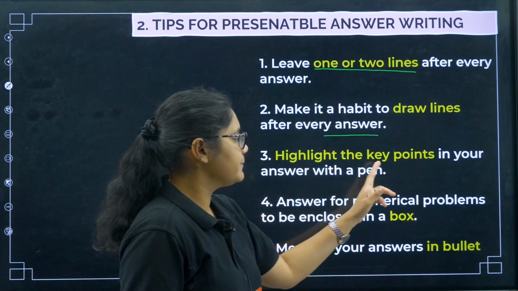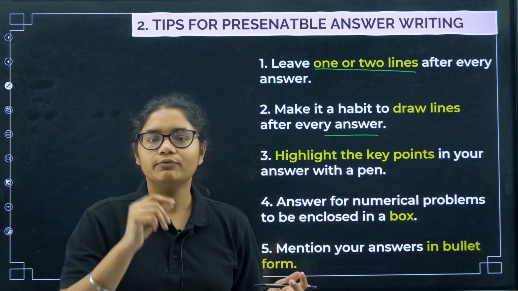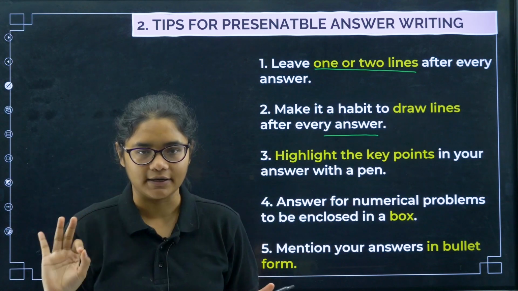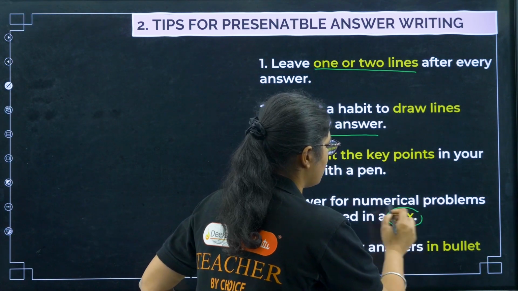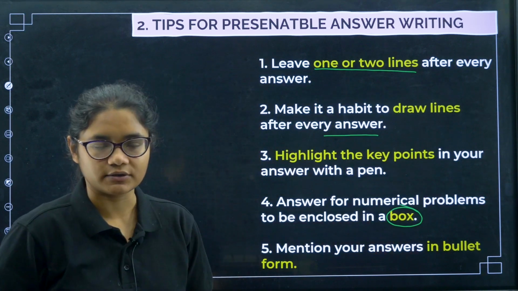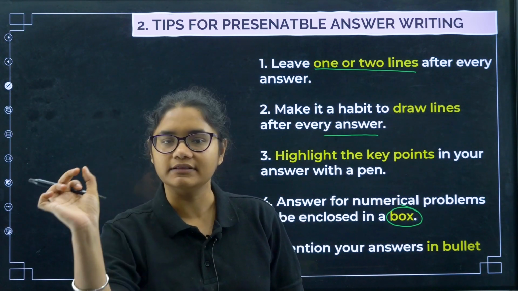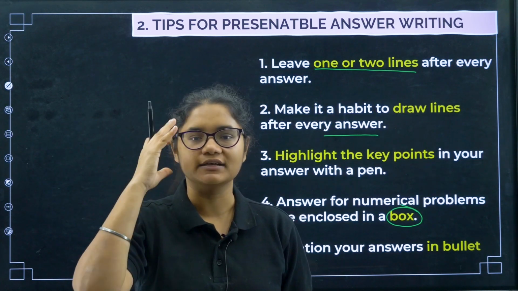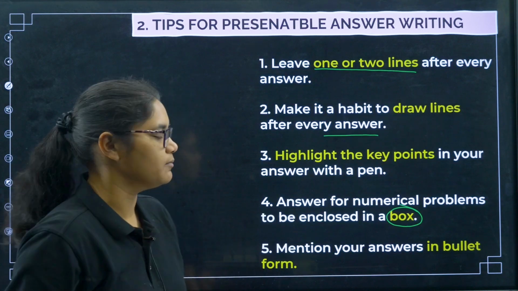Next, highlight the key points in your answer with the pen. Whichever are the important topics, please highlight that. Highlight means underline it. After that, answers for numerical questions should be enclosed in a box. This again makes it more attractive. You can just write down the answer with the units and make a box around it. That shows directly, the eyes of the examiner will go to the calculation part. If it is correct, that will give you good marks.